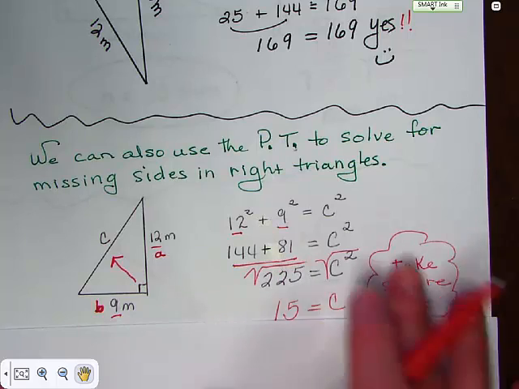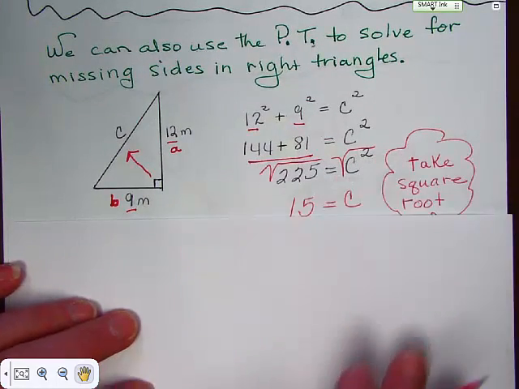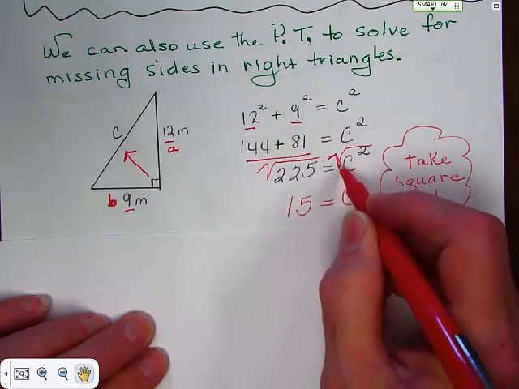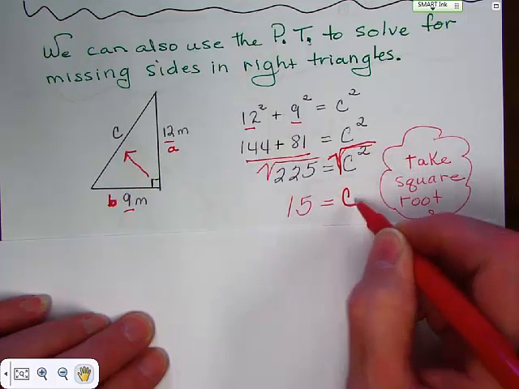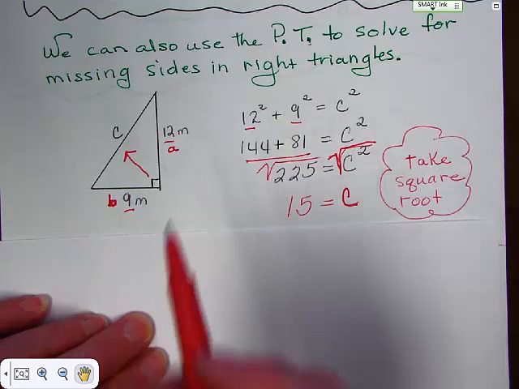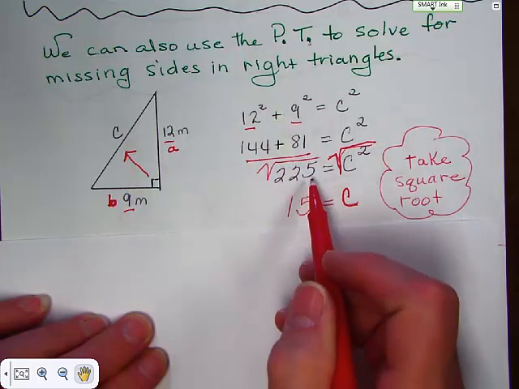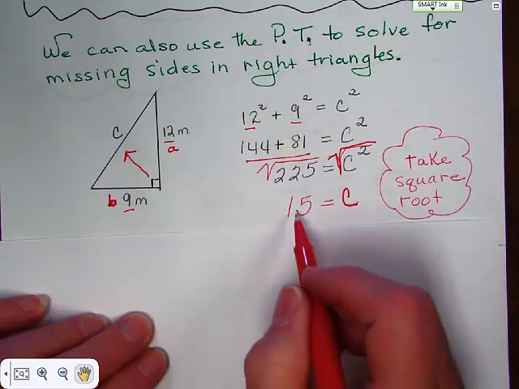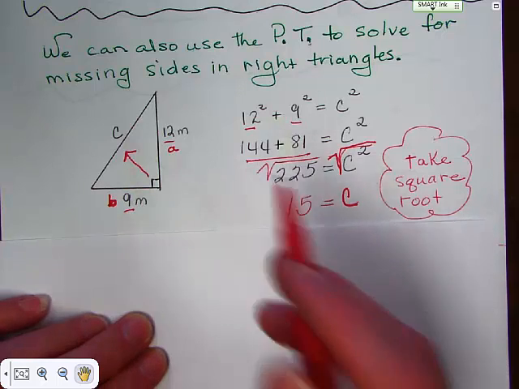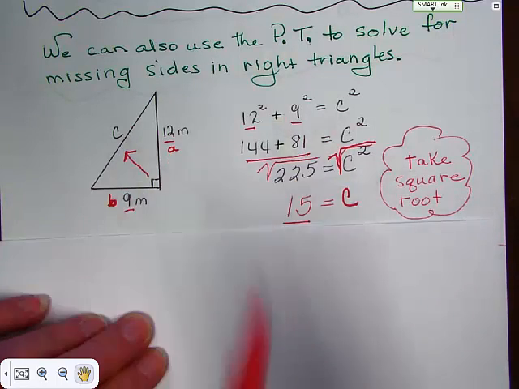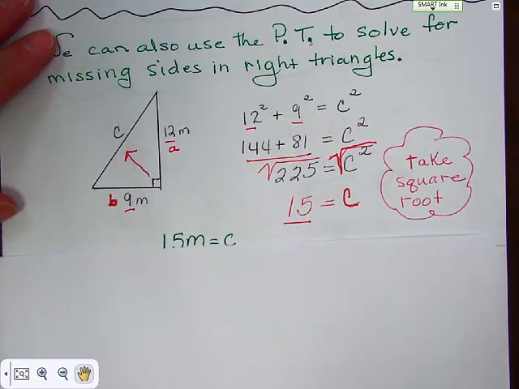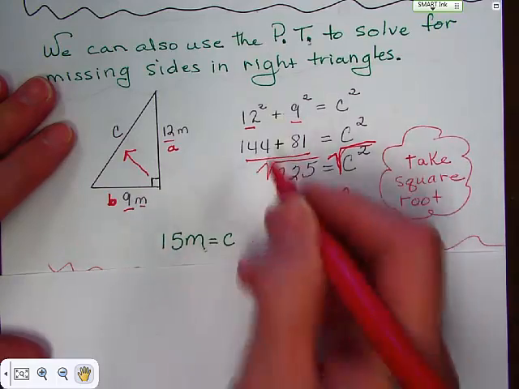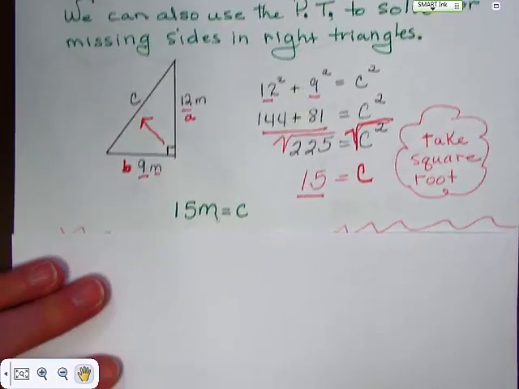Now to solve for this, you have to do something we maybe haven't done a lot of, but you have to take the square root. So if you take the square root of C squared, you get C, because C times C is C squared. Take the square root of 225. You might have to guess at this for a little bit, but it won't take you too long to figure it out. 15 times 15 is 225, and therefore the length of C is 15. So 15 meters, because I think we're in meters here, is C. Okay?